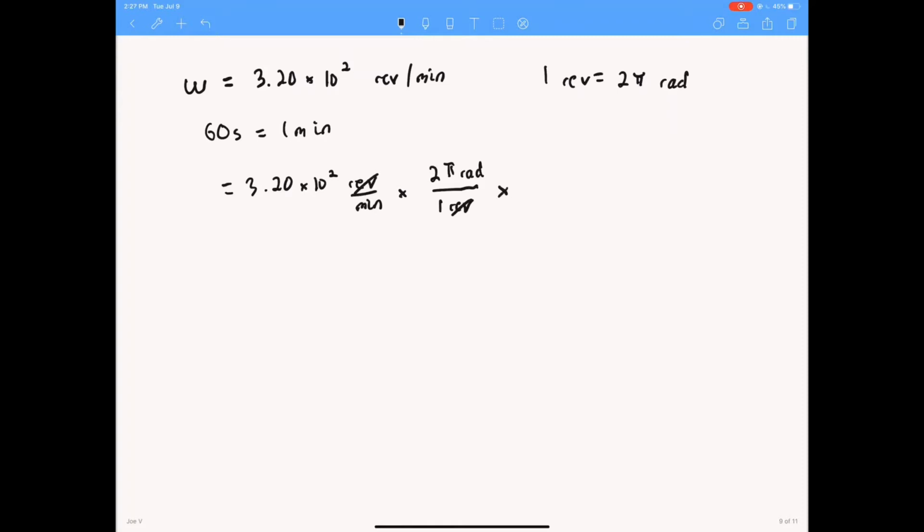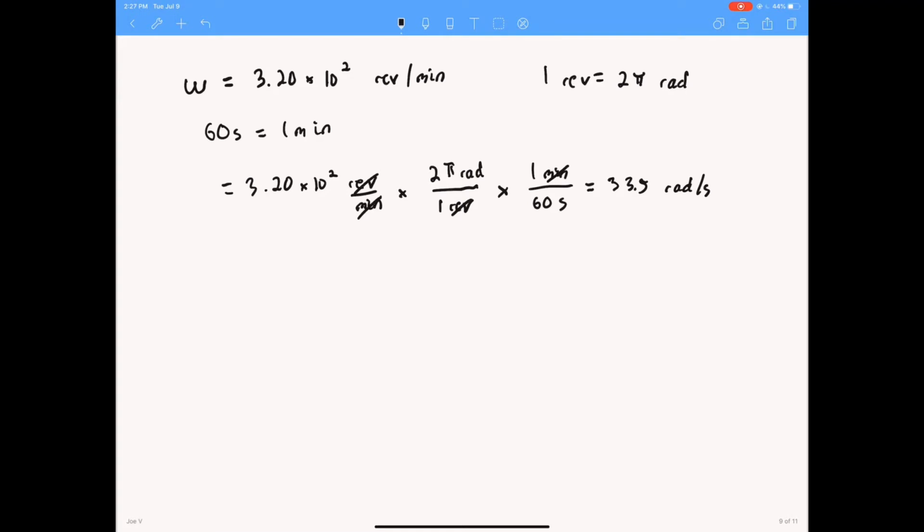Next, we multiply the other conversion factor. 1 minute equals 60 seconds, and we want the minutes as our numerator in order to cancel out the minutes from the denominator over here. And our final answer for part A is 33.5 radians per second. Part B asks, if the rotor has a radius of 2.00 meters, what arc length does the tip of the blade trace out in 3.00 times 10 to the 2 seconds?